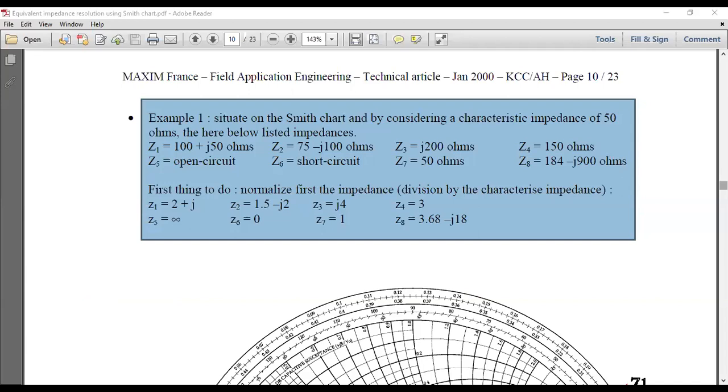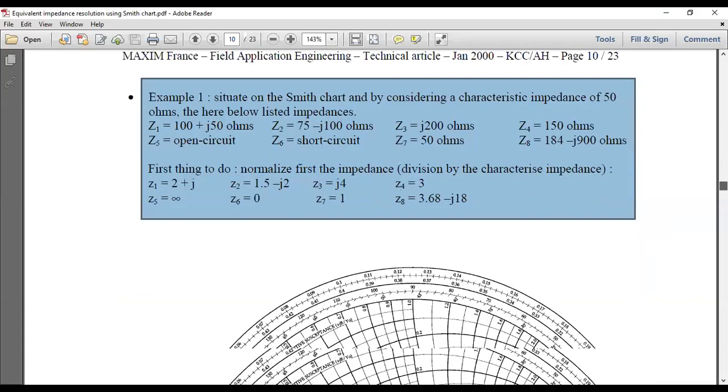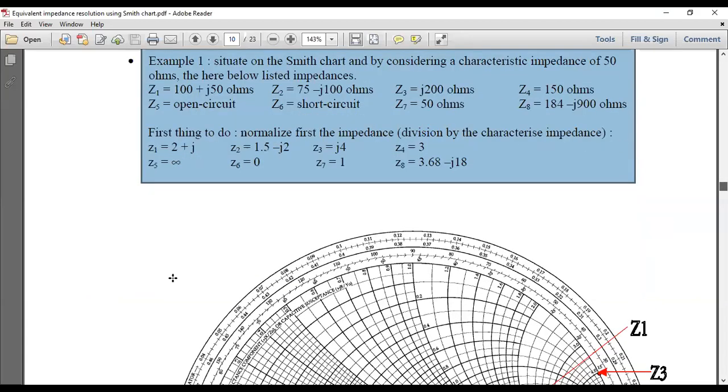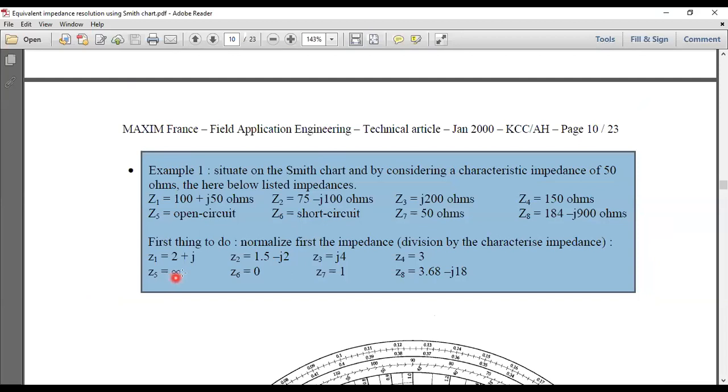I have 2 plus J1 here. Roll number 17 from division B. Roll number 17? Yes, sir. You are here? Yes, sir. Okay, so can you plot this 2 plus J? I'll give you the blank Smith chart. Yes, sir, I can.